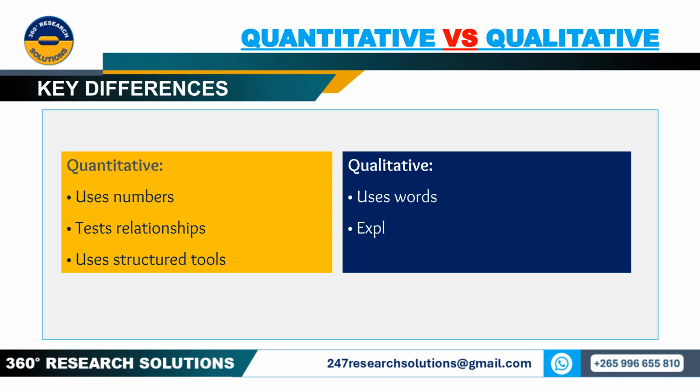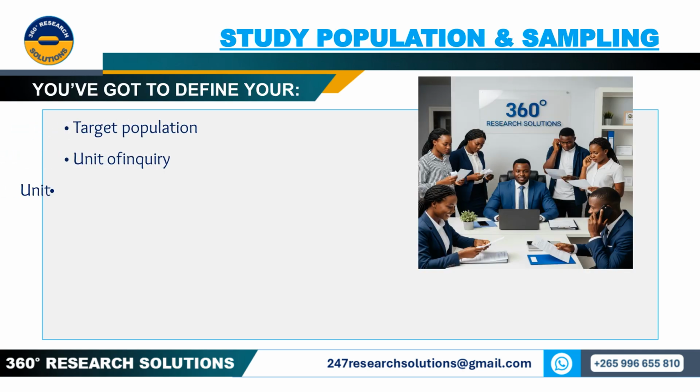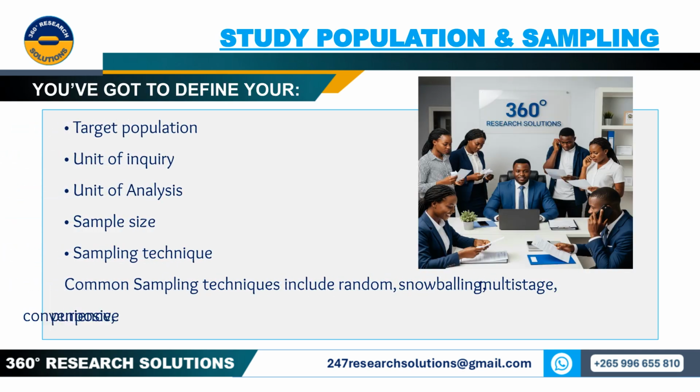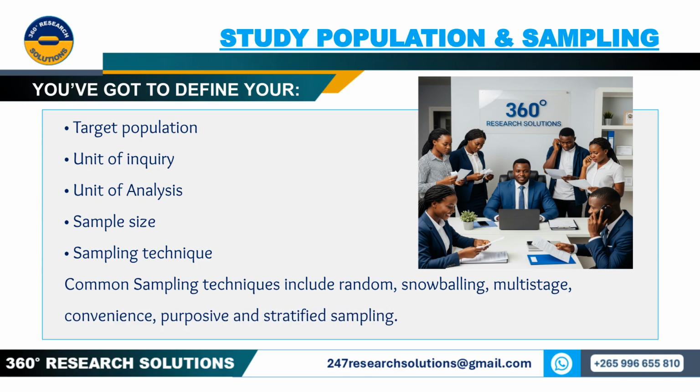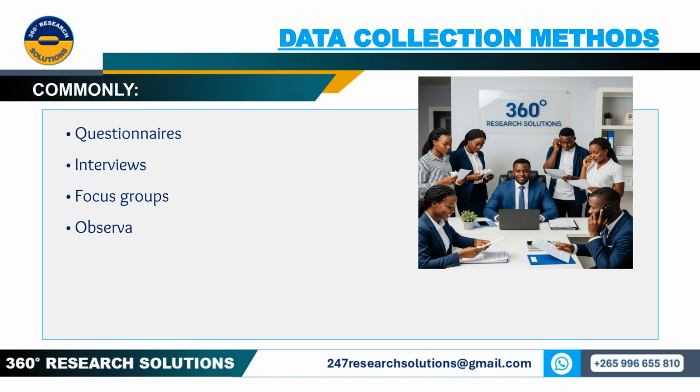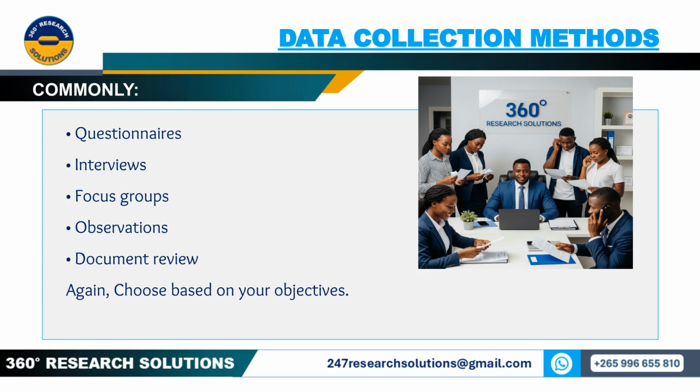Quantitative research uses numbers, tests relationships, and uses structured tools. Qualitative research uses words, explores experiences, and uses interviews and observations. In your methodology, define your target population, unit of inquiry, unit of analysis, sample size, and sampling technique. Common sampling methods include random, snowballing, and purposive sampling. Data collection methods commonly include questionnaires, interviews, focus groups, observations, and document review. Choose methods based on your objectives.